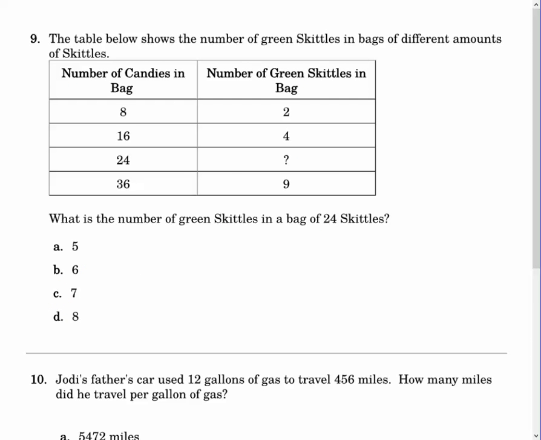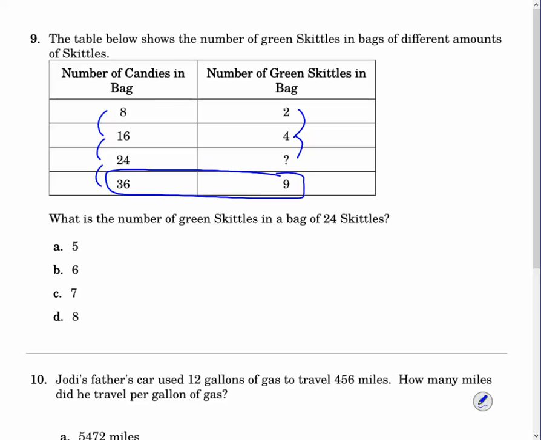It says the table below shows the number of green Skittles in bags of different amounts of Skittles, number of candies in bag, and number of green Skittles in bag. So the biggest mistake kids made here is that they were jumping up. They were like, oh, it jumps up by 8 each time. But what they didn't notice is this is not a jump up by 8. So you can't say 2, 2. Actually, you can here. Never mind. It's just this one is off a little bit. So I'm not quite sure what goofed kids up on this one.